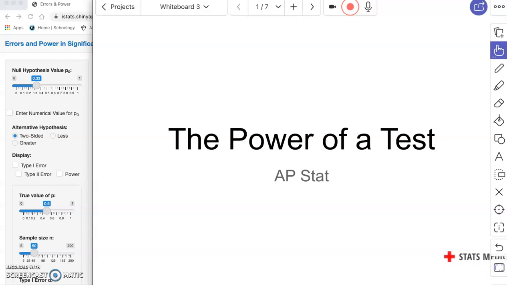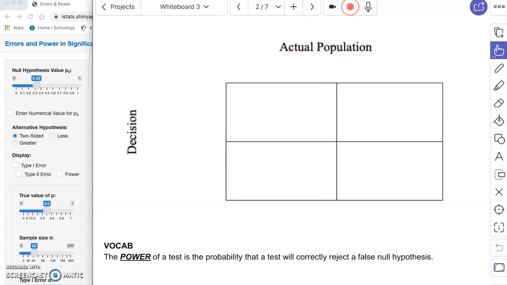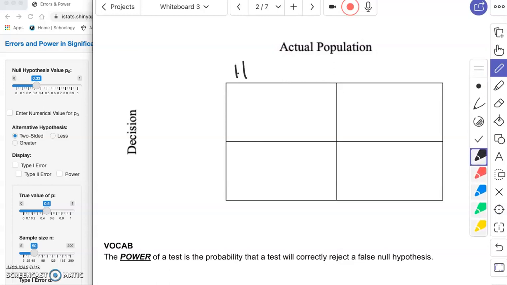In this lesson, we're going to look at the power of a test. To understand what power is, let's review our two types of errors that can occur in hypothesis testing. So first of all, this is what happens. You either have a null hypothesis that is true or a null that is false.